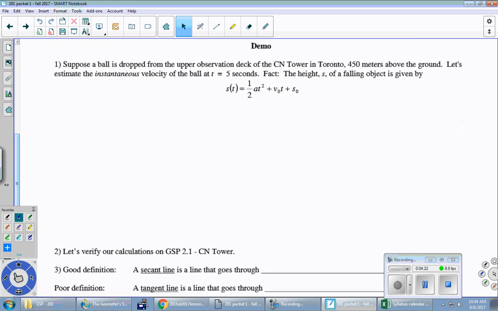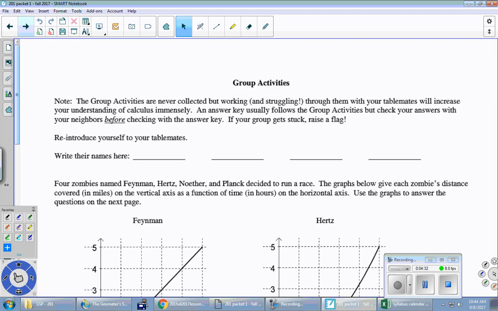Okay, so typically we would do the demo. That's me doing my thing first, and then the activities. That's you guys with your neighbors. We're doing things a little bit differently today. We're going to reverse that. Have you guys jump in here on the group activities. I will call you all back together at some point.